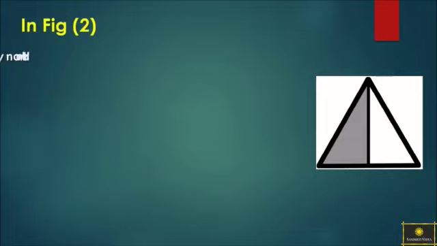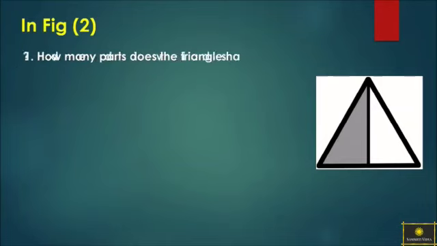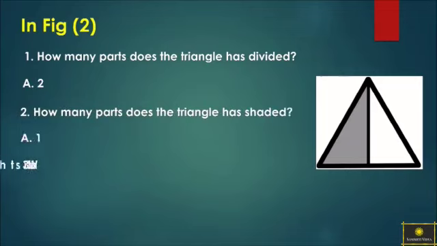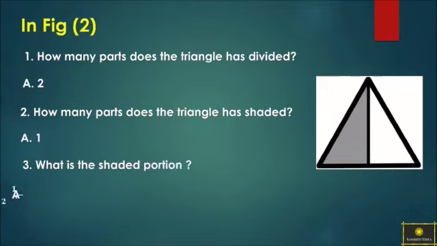Now let's answer the questions. First one, how many parts is the triangle divided into? The answer is 2. Second question, how many parts of the triangle are shaded? The answer is 1. The third question is, what is the shaded portion? As you can see in the figure, out of the 2 equal parts, only one part is shaded.